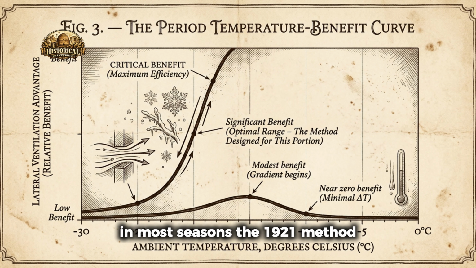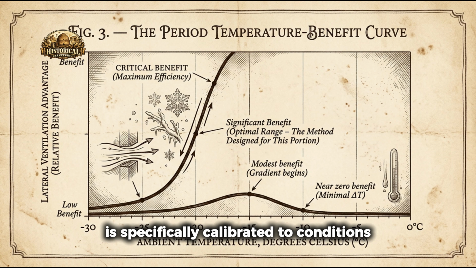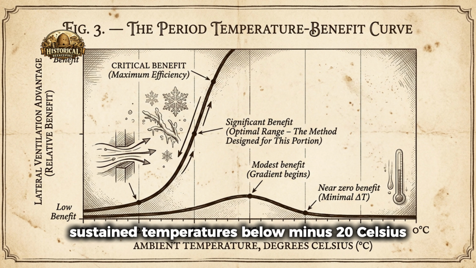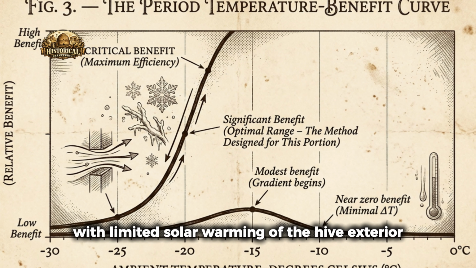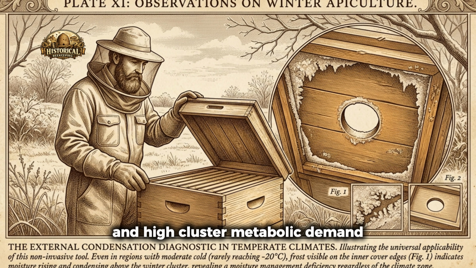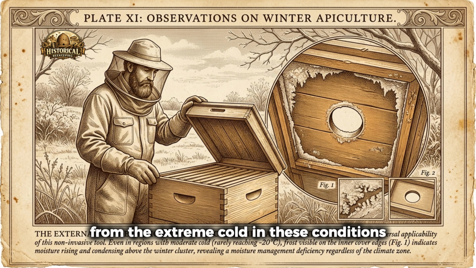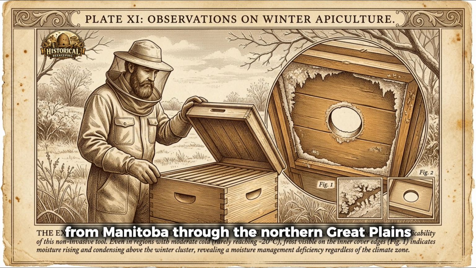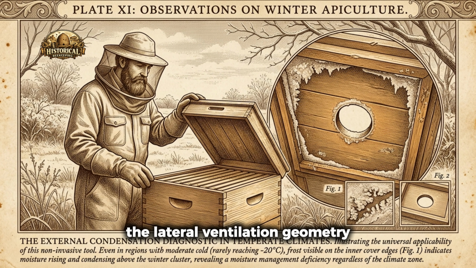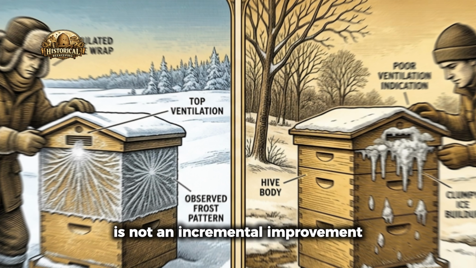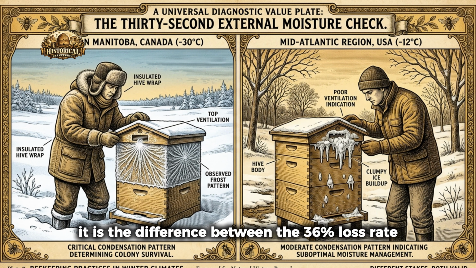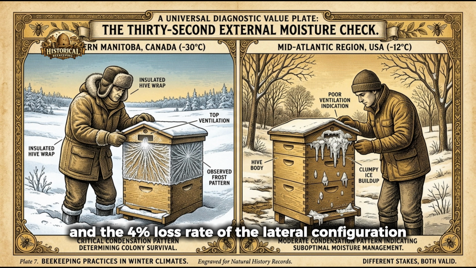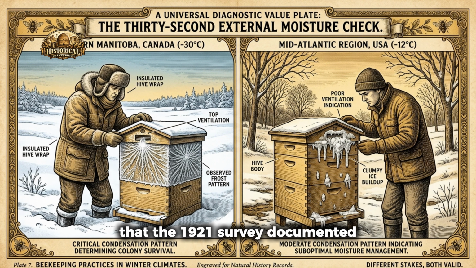The 1921 method is specifically calibrated to conditions where the condensation failure mode of the standard configuration becomes acute. Sustained temperatures below -20 Celsius, extended periods with limited solar warming of the hive exterior, and high cluster metabolic demand from the extreme cold. In these conditions, which describe the northern tier of North American beekeeping from Manitoba through the northern Great Plains, the upper Midwest, and northern New England, the lateral ventilation geometry is not an incremental improvement. It is the difference between the 36% loss rate of the standard configuration and the 4% loss rate of the lateral configuration that the 1921 survey documented.